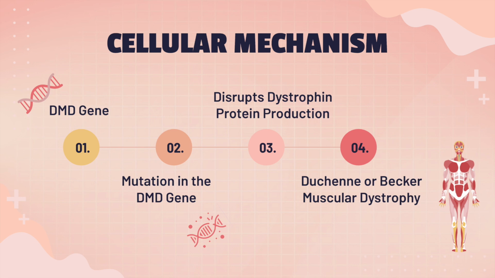The mutation in the DMD gene causing Duchenne muscular dystrophy leads to the complete absence of the dystrophin protein, which explains the rapid disease progression and the low life expectancy. Whereas the mutation in the DMD gene causing Becker muscular dystrophy leads to very little production of dystrophin, which explains the slow progression and the higher life expectancy.